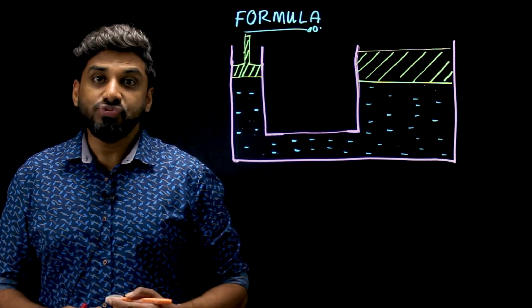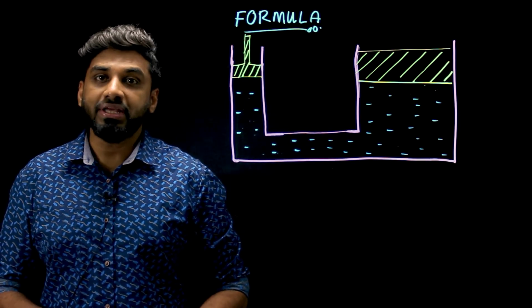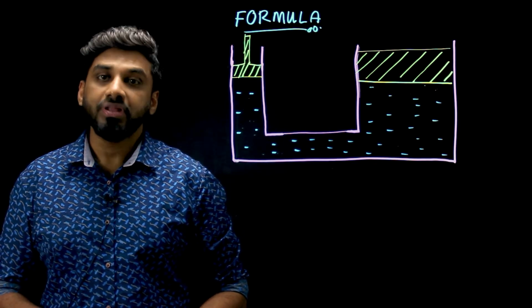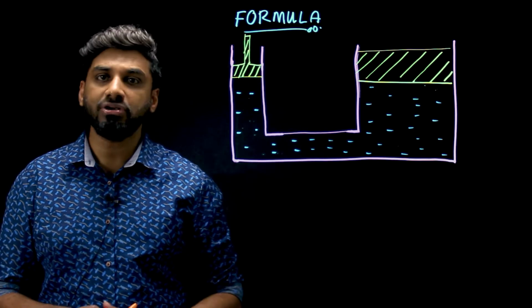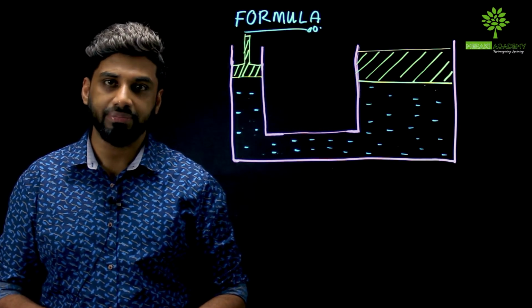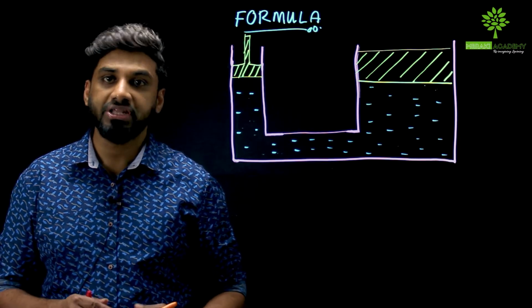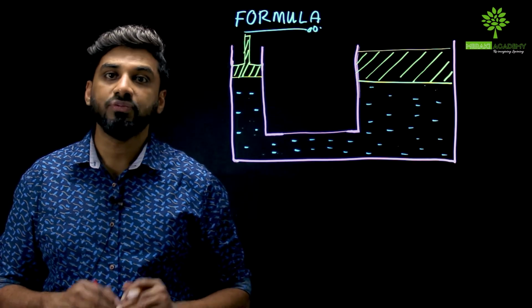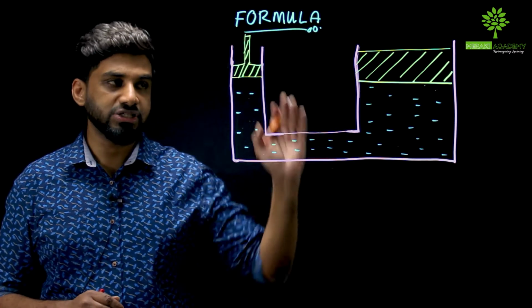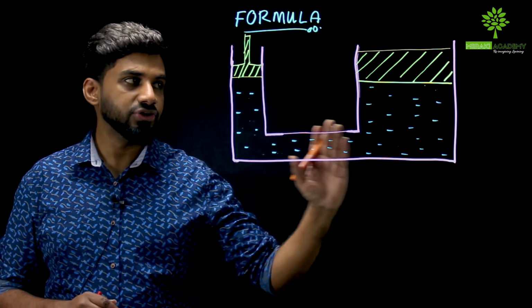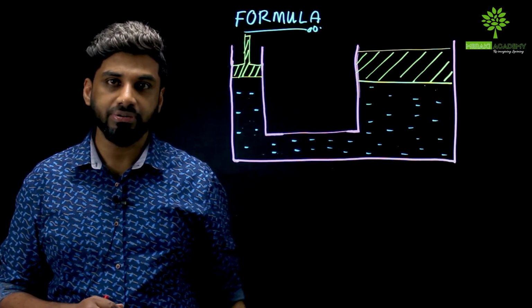Hi again. In this video, we will look into the formula that relates to Pascal's principle. The formula will be explained by using the hydraulic system as shown in the diagram here. A hydraulic system is built using two pistons with two different areas: a smaller area piston connected together with a larger area piston.